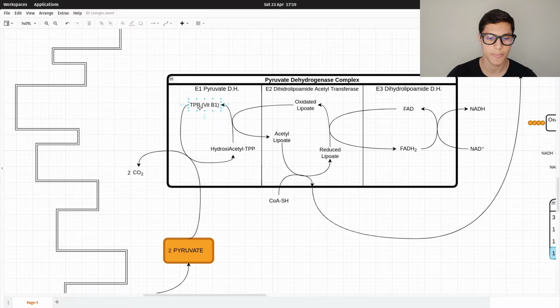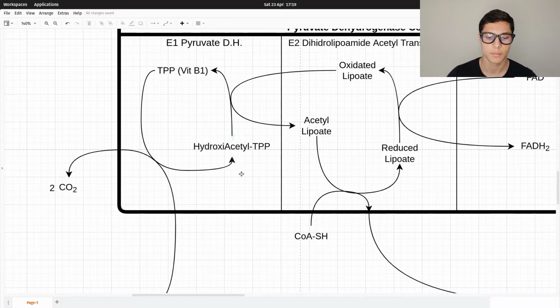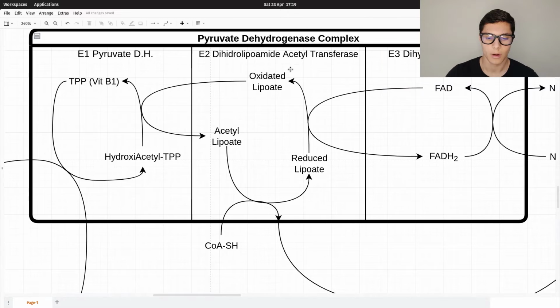Then this complex steals the carbons from pyruvate to create hydroxyethyl thiamine pyrophosphate. And then on the second part of this enzyme we have the E2, which is called the dihydrolipoamide acetyltransferase. Don't worry about the name of this enzyme, it's pretty simple. So we start with oxidated lipoate. What it does is it steals the acetyl group to create acetyl lipoate. Acetyl lipoate then gets converted into reduced form of lipoate, so it loses an acetyl group, which is two carbons together.